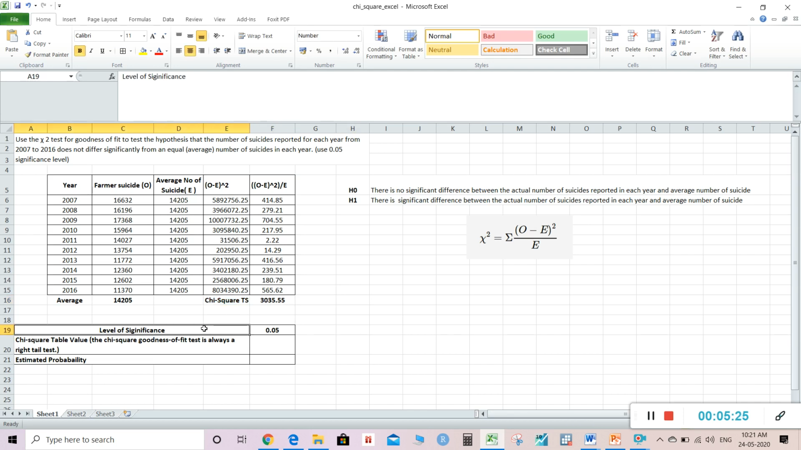Okay, so you have been given the level of significance as 0.05. So the next step is we need to go by identifying the critical value, right? So for that you need the information regarding the level of significance, and secondly the degrees of freedom, right? You also need the information on the degrees of freedom.